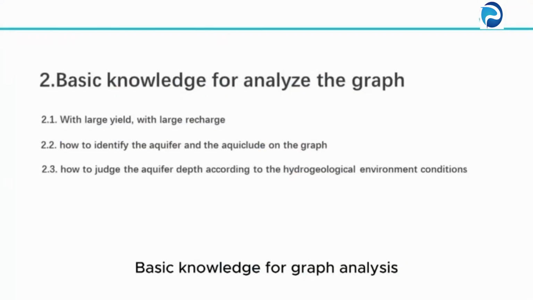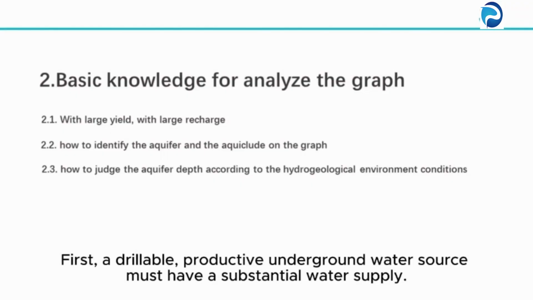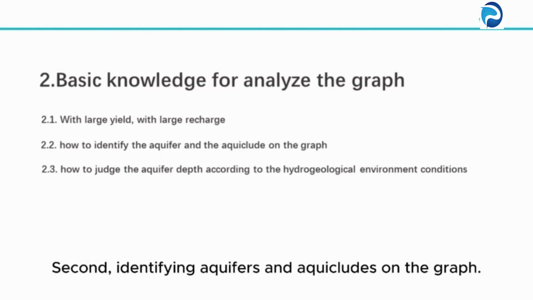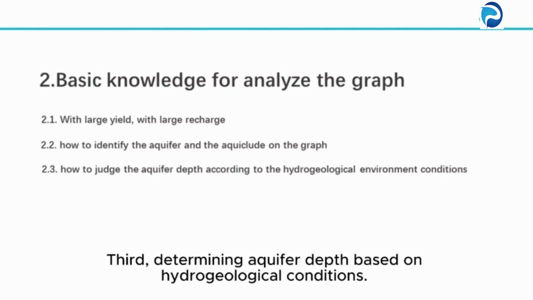Basic knowledge for graph analysis. 3 key points are: first, a drillable, productive underground water source must have a substantial water supply. Second, identifying aquifers and aquicludes on the graph. Third, determining aquifer depth based on hydrogeological conditions.